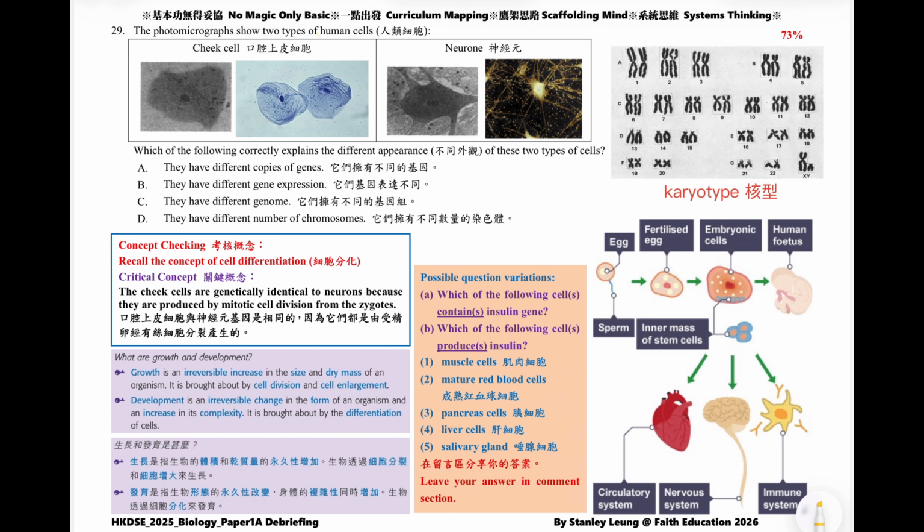Question 29 is a very straightforward question. It gives us two types of human cell: the cheek cell and the neuron, that means the nerve cell. It asks which of the following statements correctly explains the different appearance of these two types of cells. So this question is checking the concept of cell differentiation.